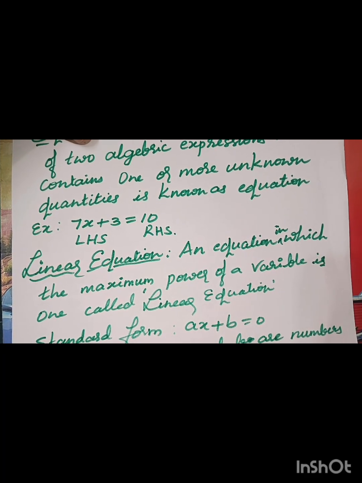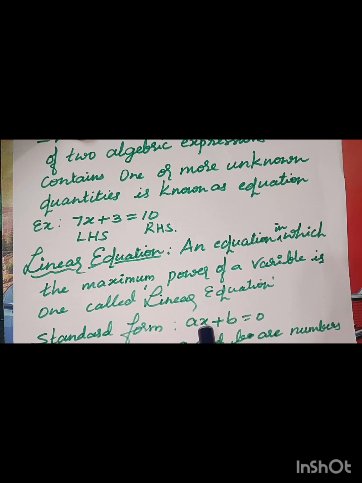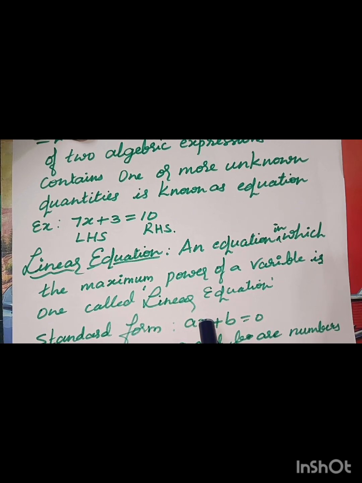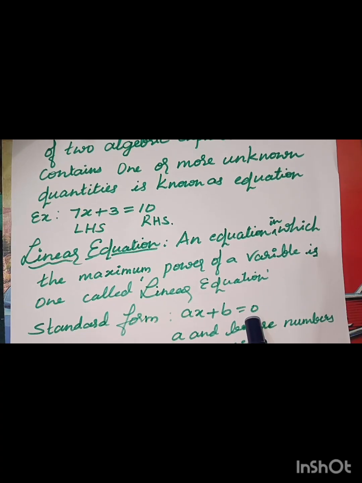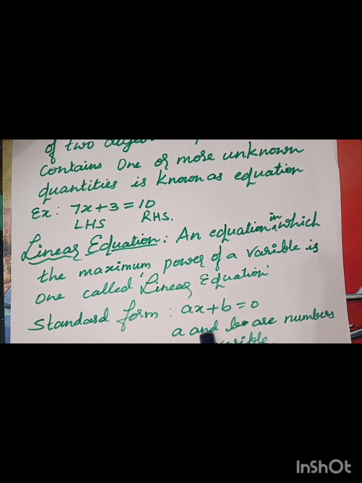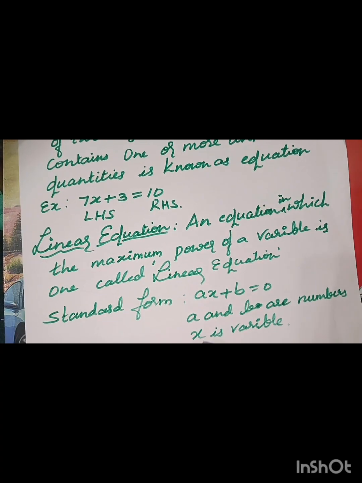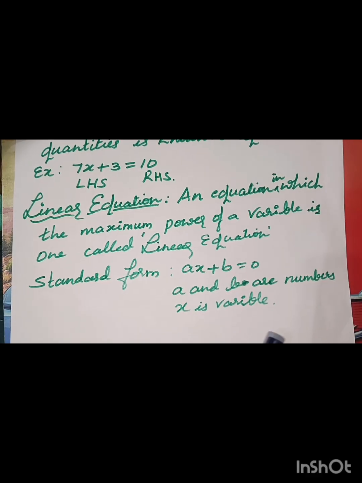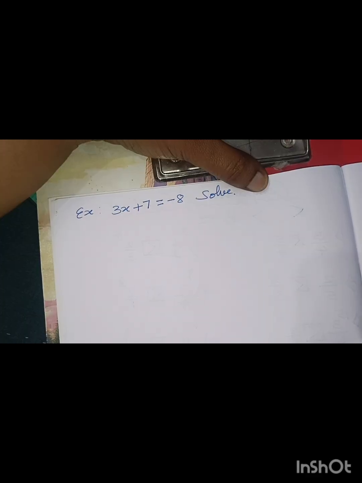Next, linear equation. An equation in which the maximum power of the variable is 1 is called a linear equation. The standard form is ax plus b. Here the variable is x, its power is 1, so this is called a linear equation. Here a and b are numbers. Now we will go for examples.